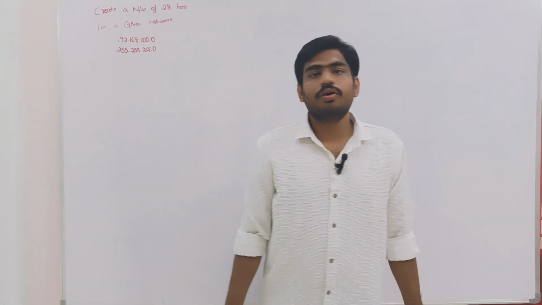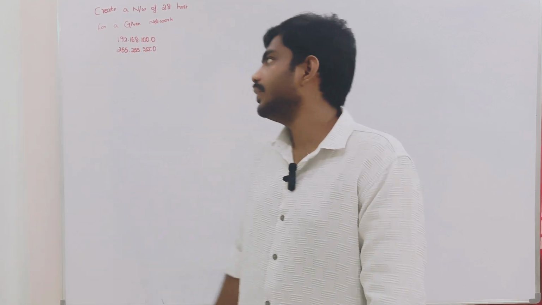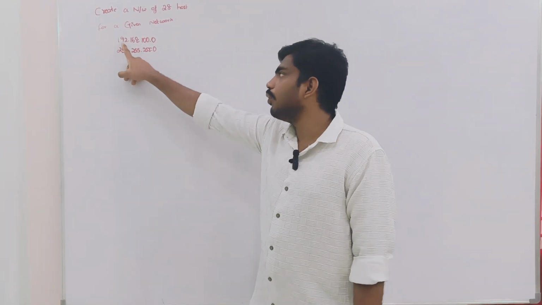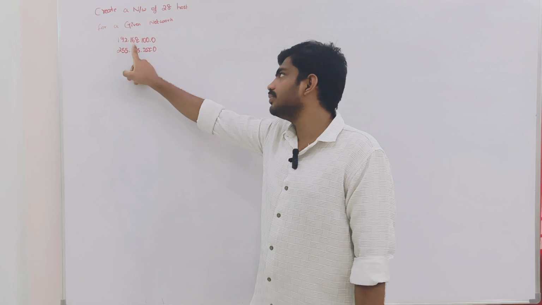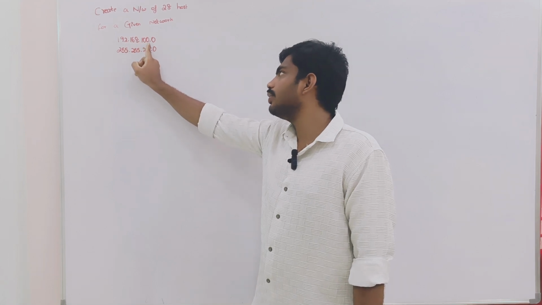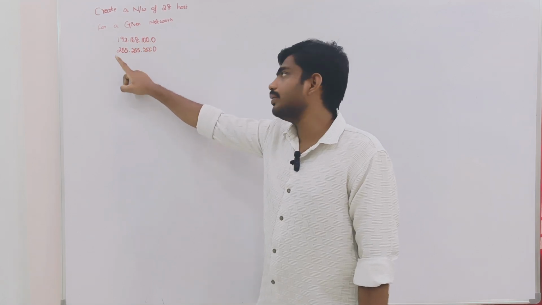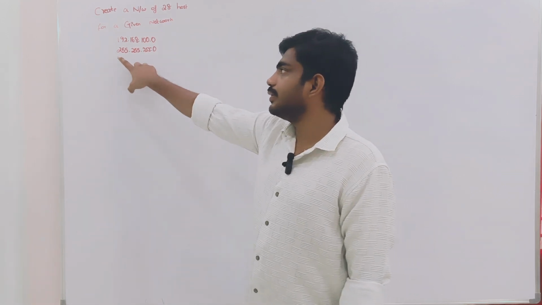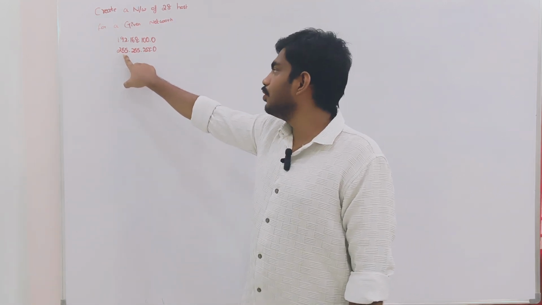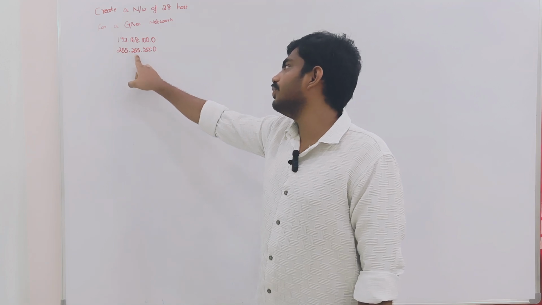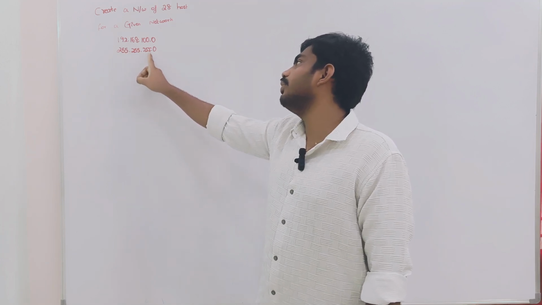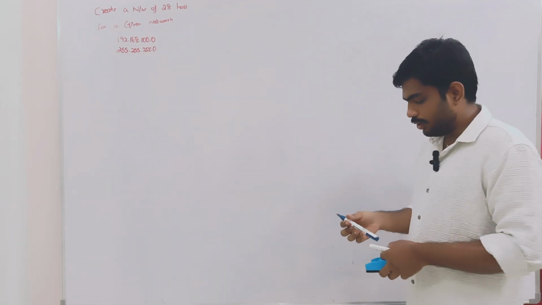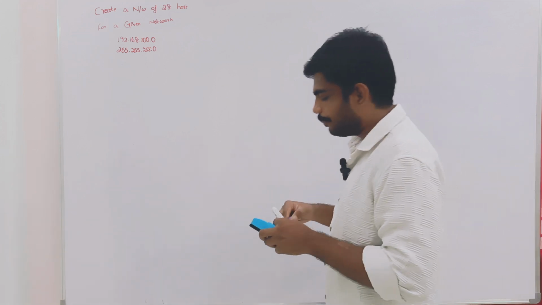Hi, in this video I will teach you the concept of subnetting in computer networks, having the network of class C, 192.168.100.0, and the subnet mask will be the default subnet mask of a class C network. Here also I take the same 255.255.255.0. Now what is our scenario?